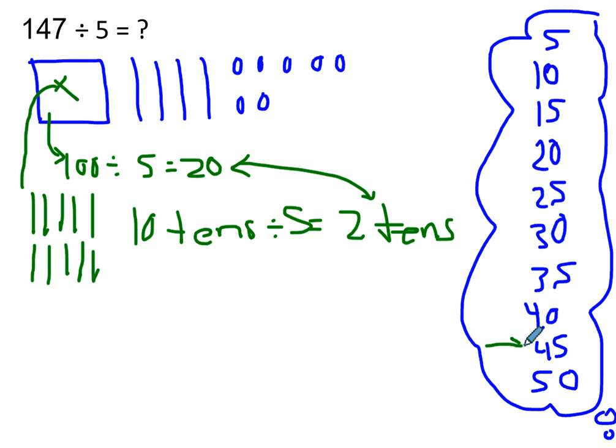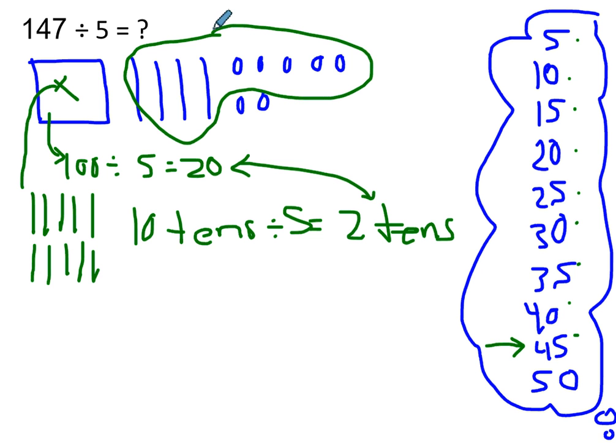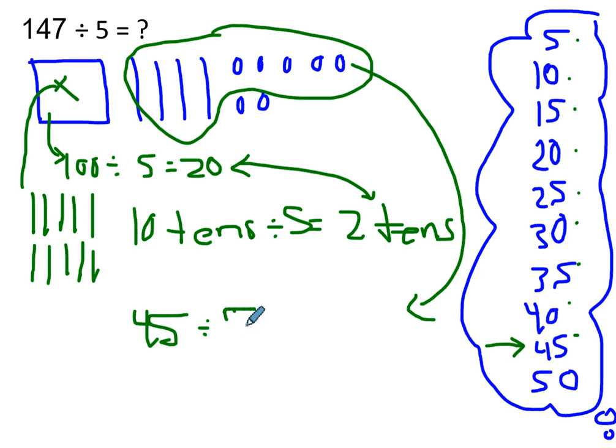If you look in your multiples, the one that's the closest is 45. 1, 2, 3, 4, 5, 6, 7, 8, 9 times is 45. So what you can do, you can circle your 45. I'm going to come down here. So if I have 45 divided by 5, my answer is 9. Is it 9 ones or 9 tens? It's 9 ones, because 9 times 5 is 45.